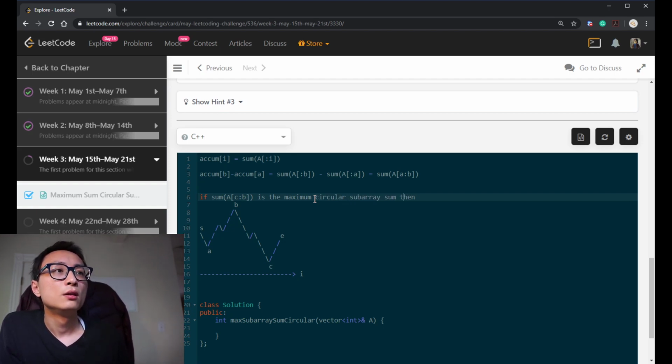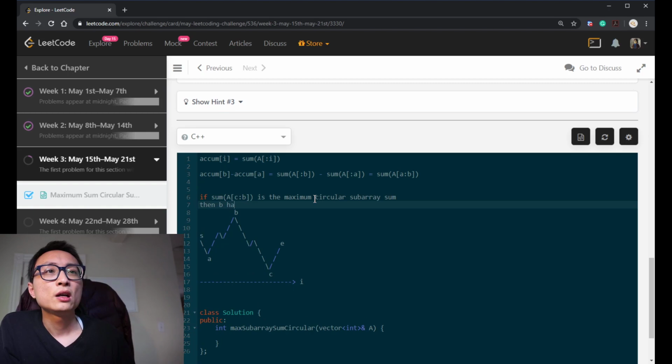Then B has to be the maximum of A, and E has to be... I'm just going to put an equal sign there.